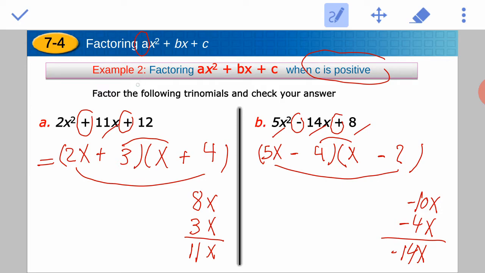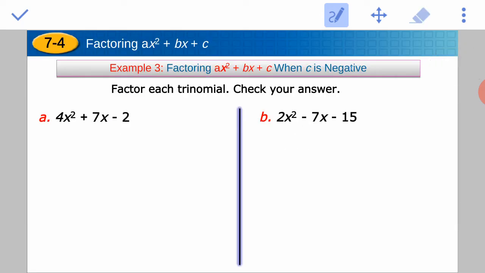So in example number 2, you learned how to factor ax squared plus bx plus c when c is positive. What happens if c is negative? There is no big difference, guys. If c is negative, the two signs are different. This is the only difference between example 2 and example 3. If the last sign is negative, the two signs are different. One positive, one minus. No matter if you start with the positive or the minus.